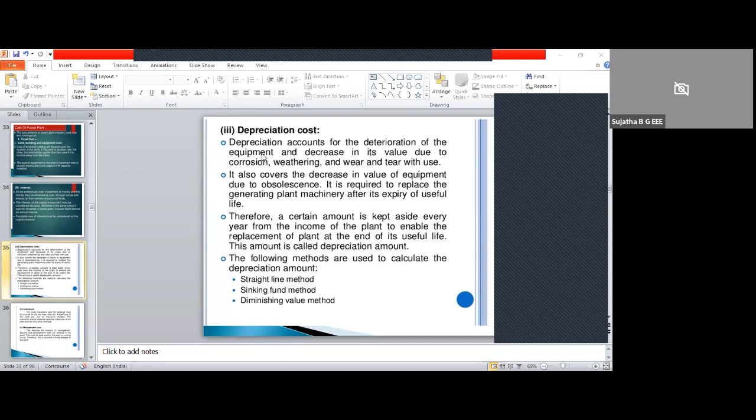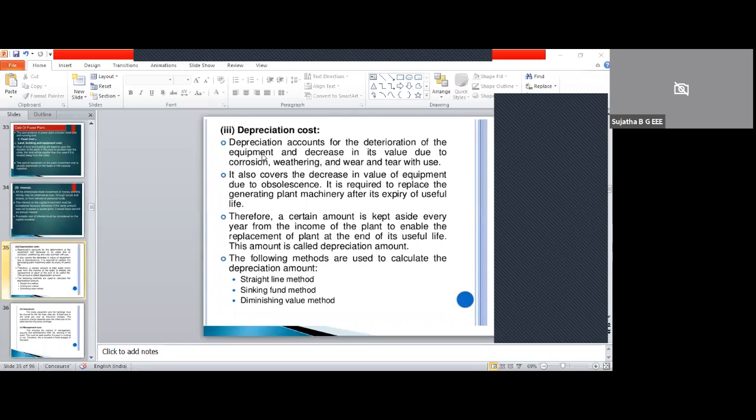It also covers the decrease in value of equipment due to obsolescence. It is required to replace the generating plant machinery after the expiry of its useful life. Similarly, when you have a power plant, as the years pass by, its value will go down, and after wear and tear, finally that entire plant has to be replaced. The plant has expired, so it requires replacement. So a certain amount has to be kept aside every year from the income of the plant to enable the replacement of the plant at the end of its useful life. Maybe after 25 years you cannot use that plant, or your vehicle, or any asset.